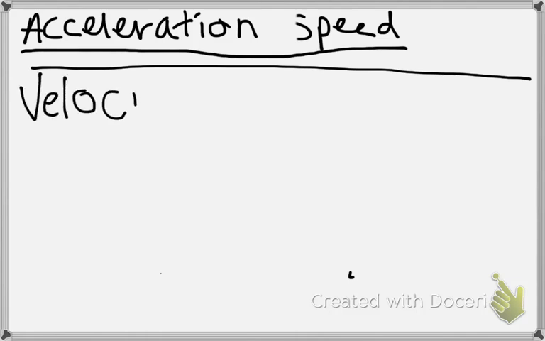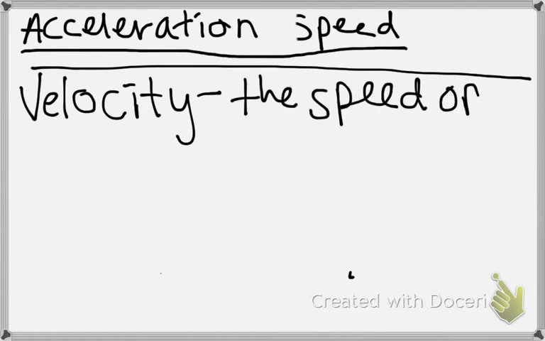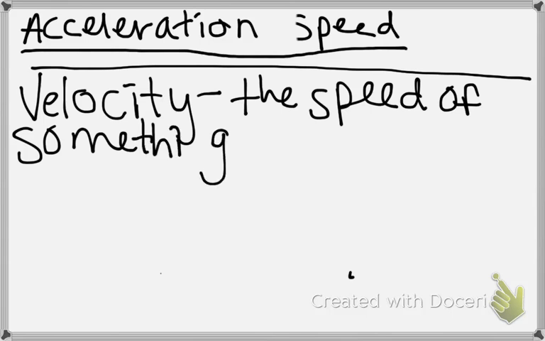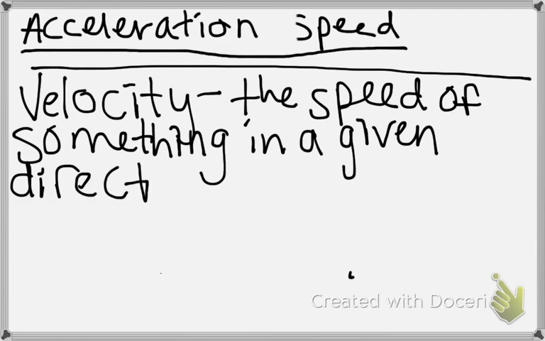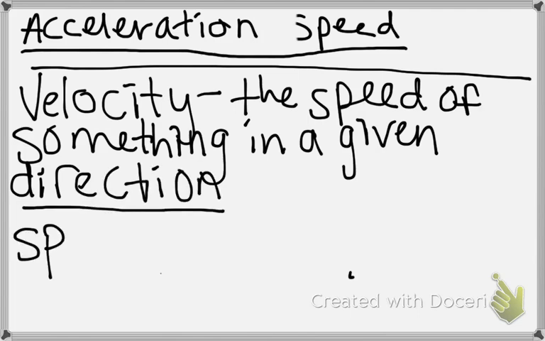So, what we're going to go over in acceleration and speed is what's listed here: velocity, acceleration, and speed, and how they relate to each other. As you can see in this definition, velocity is the speed of something in a given direction. So, kind of like speed, it's how fast something is going. But the difference between velocity and speed is that velocity has direction, which is underlined here.